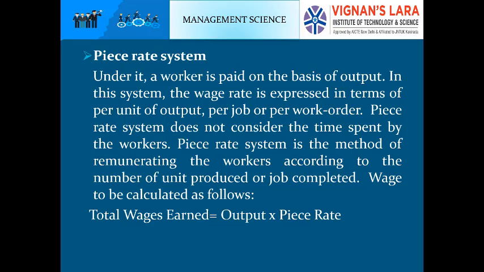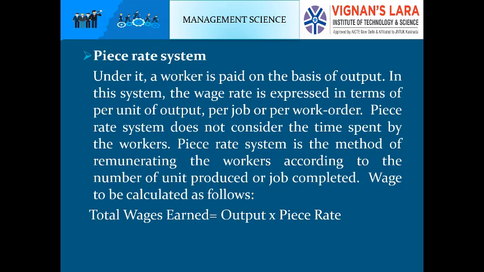Here what we observe is that there is no importance for time. It is only the units produced by the worker that matter. Total wage earned equals output into piece rate or unit rate. That means how many units are produced by the worker, into the unit rate, gives the total wage earned. Under this system, a worker is paid on the basis of output, that is physical production. In this system, the wage rate is expressed in terms of per unit of output, per job or per work order. The piece rate system does not consider the time spent by the workers. It is the method of remunerating workers according to the number of units produced or jobs completed.